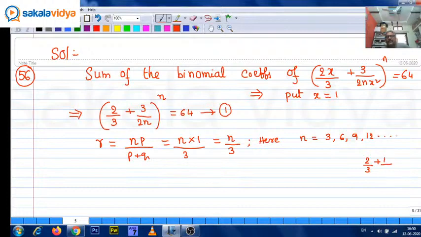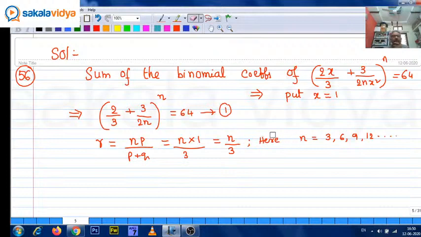2 by 3 plus, take 6, n is equal to 6, 1 by 4. Here LCM is 12, 8 plus 3. No, not getting. Okay, I will check this problem later.